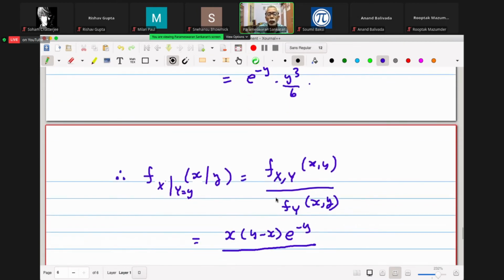e power minus y, y cube, e power minus y. Here I have 1 by 6, so that I'll write here in the numerator. This is equal to 6x times (y minus x), y power minus 3.